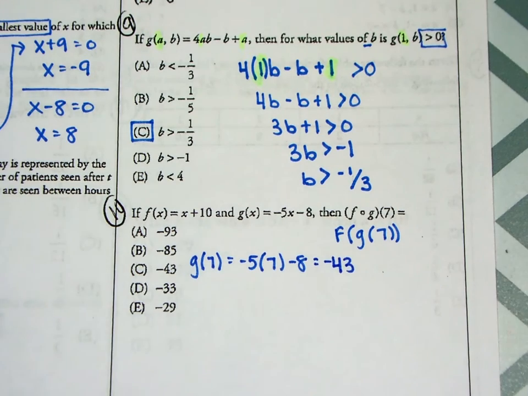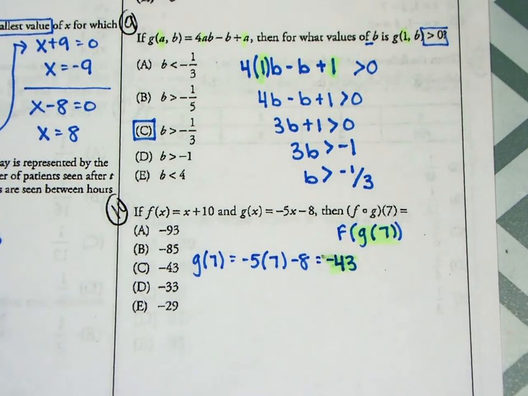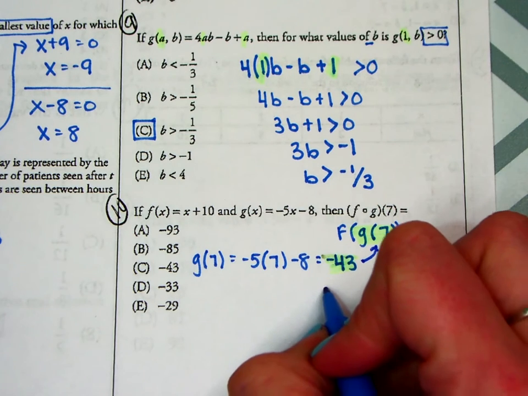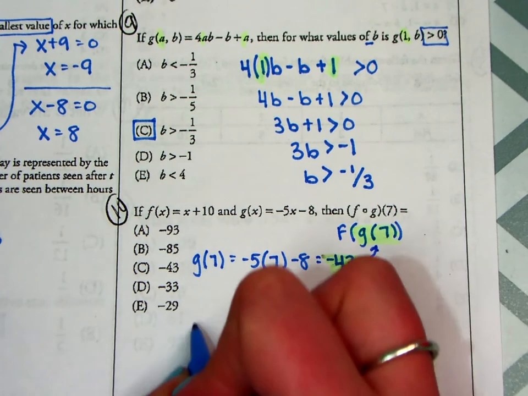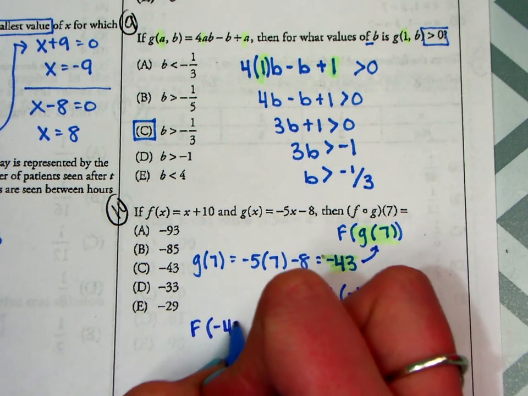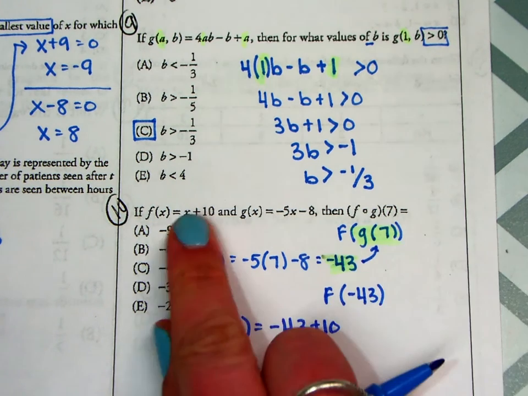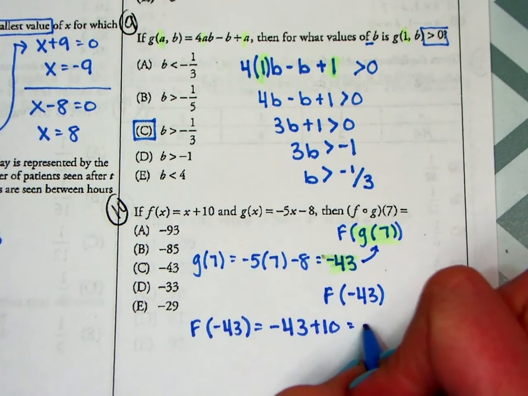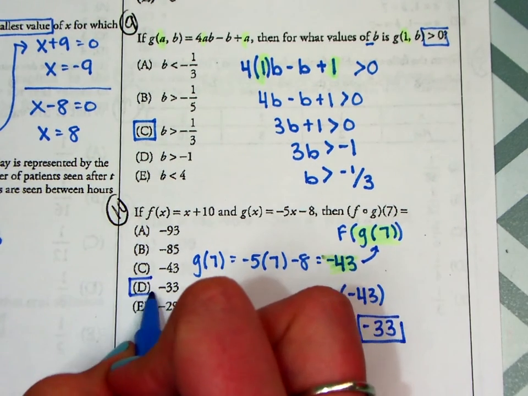So what that means is when I go back into my problem, I'm going to replace g of 7 with negative 43. So this now becomes f of negative 43. So now I go into my f function. This becomes negative 43 plus 10. Notice how I'm using this function here. Negative 43 plus 10 is negative 33, which is the value of your composition, option D.